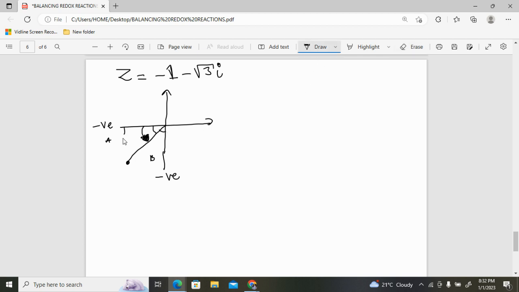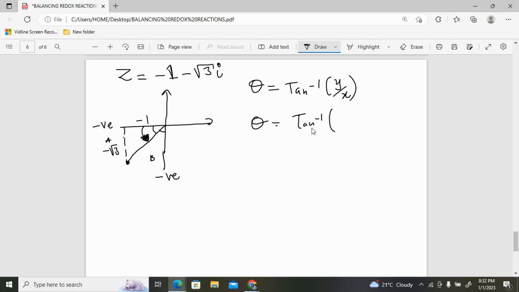So here we need also to see what is going to happen. The x value, we can see that is negative 1, so this is negative 1. The y value is negative square root of 3. Therefore, we know that theta is given by tan inverse of y over x. Therefore, theta is going to be equal to tan inverse. The y value is negative. The x value is also negative, and negative over negative is a positive.